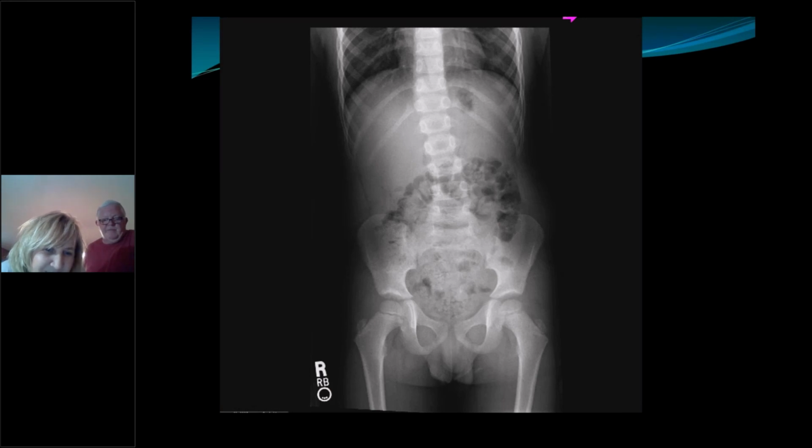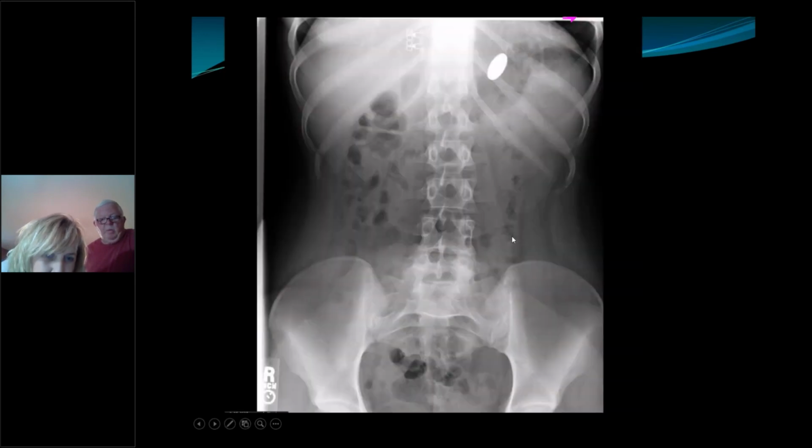And then again, here we've got the same kind of picture. Again, we see this stool and colonic gas kind of mixed together there, coming into the transverse colon and working its way down towards the descending colon.